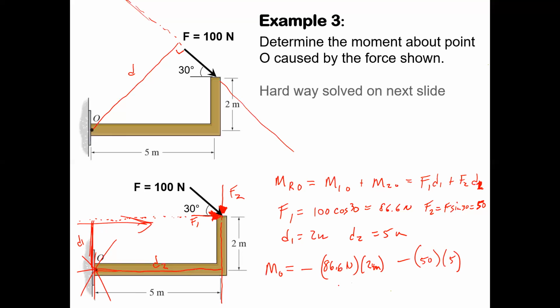It doesn't always have to be that way. But when we add this together, we get that it's 423 newton meters, and it is clockwise. Or you could say that it's minus 423.